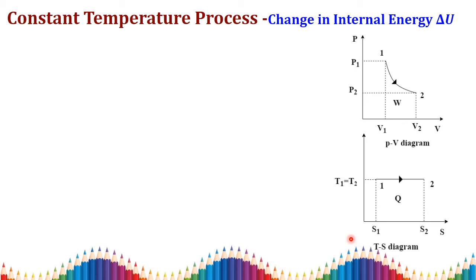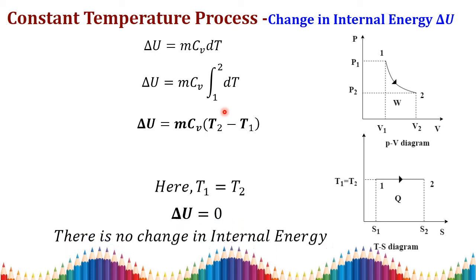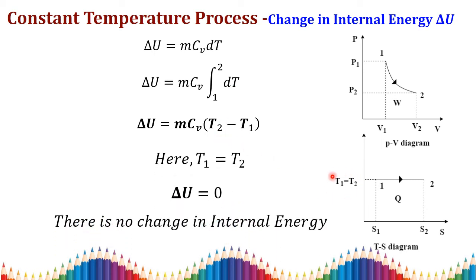The next one, change in internal energy. Change in internal energy delta U is equal to mCV into dT. Then mCV is constant, taking it outside, so the integral of the change in temperature is left. But in this case, the temperature is constant, so T1 is equal to T2. When you substitute T2 equal to T1, it becomes 0. So mCV into 0 is 0; the internal energy change is 0 for this constant temperature process. So there is no change in internal energy for our isothermal process.